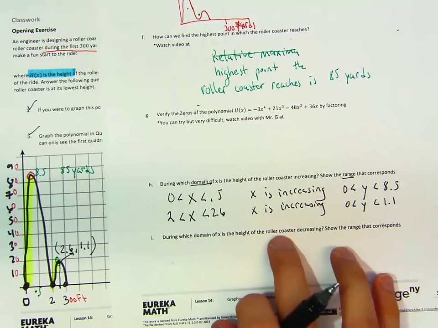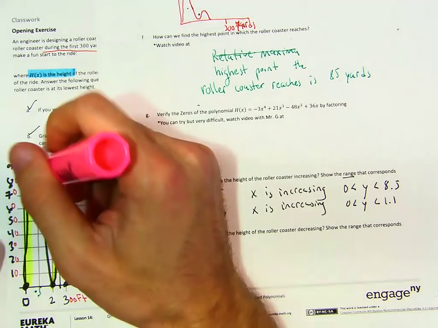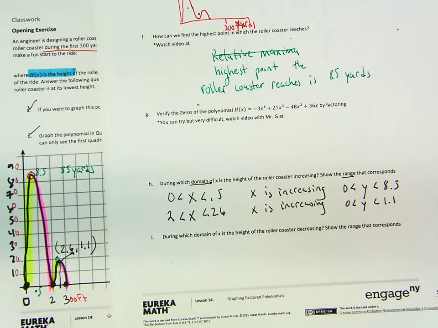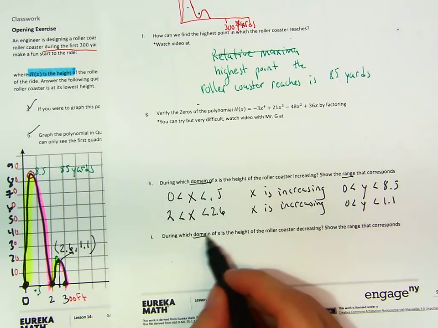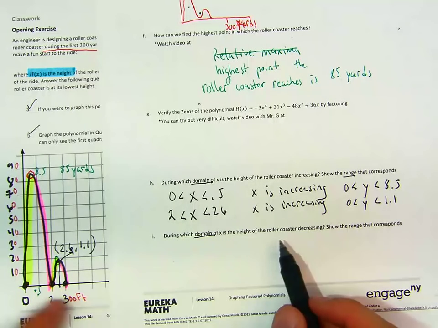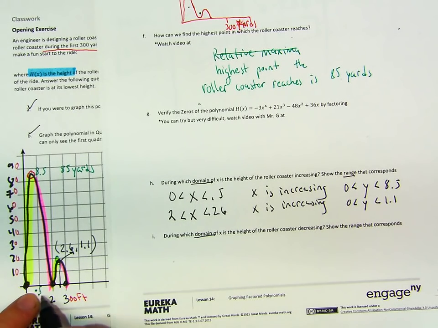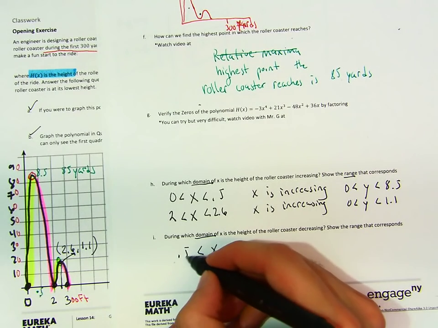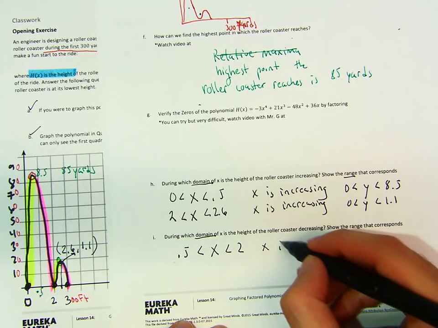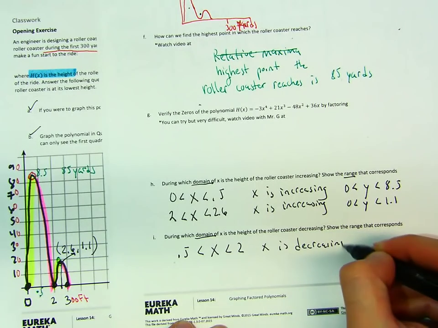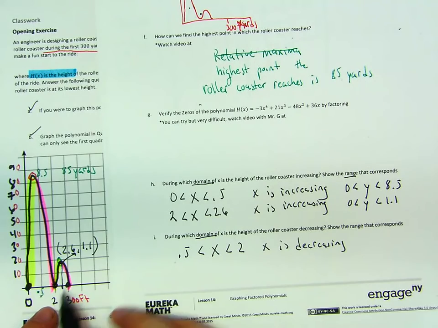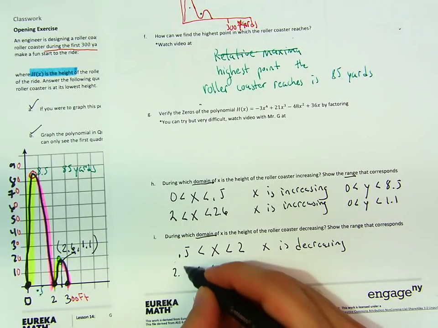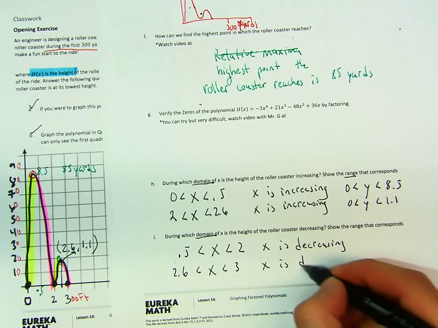Here, when is the roller coaster decreasing? Well, the roller coaster is decreasing from here to here and here to here, right? So what is the domain for which the roller coaster is decreasing? Well, it's between 0.5 and 2. So x has to be between 0.5 and 2, x is decreasing. And here, it's also decreasing between 2.6 and 3. So x has to be between 2.6 and 3, and x is decreasing.